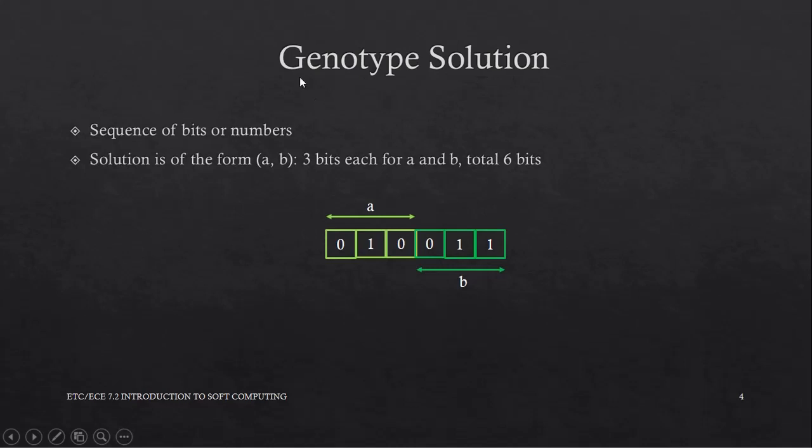The genotype solution is usually a sequence of bits or numbers. Each bit may be either a 0 or a 1. The whole solution is represented in such a way that we may represent it in the form of continuous bits. The entire bit sequence is the solution in the genotype form.